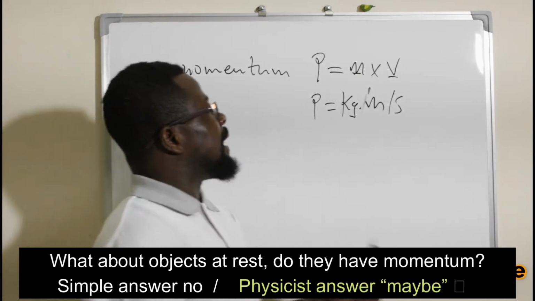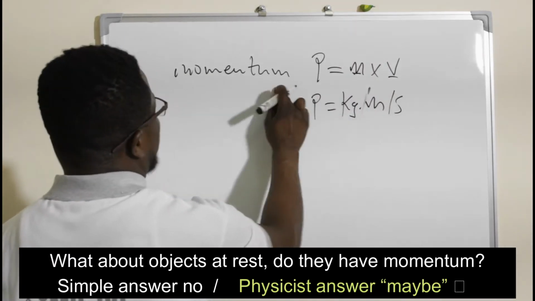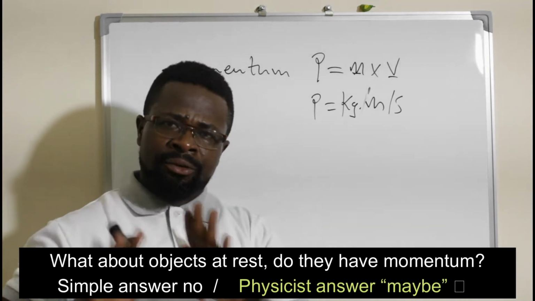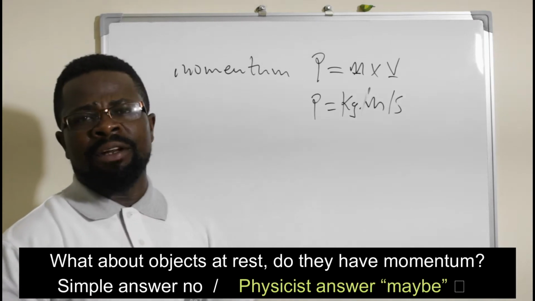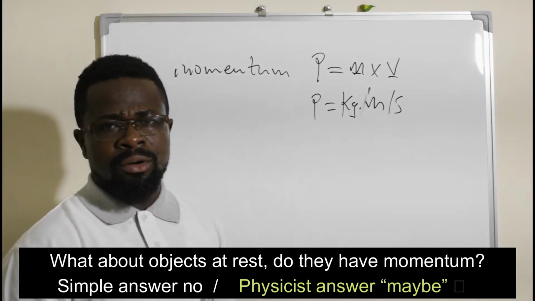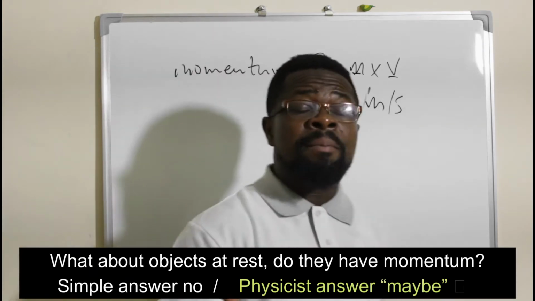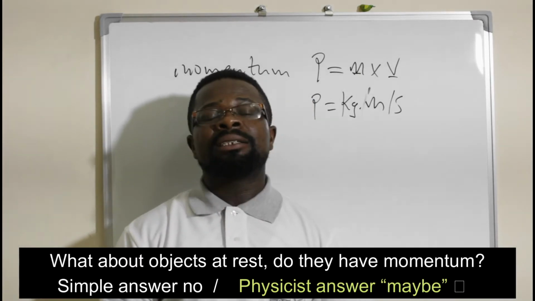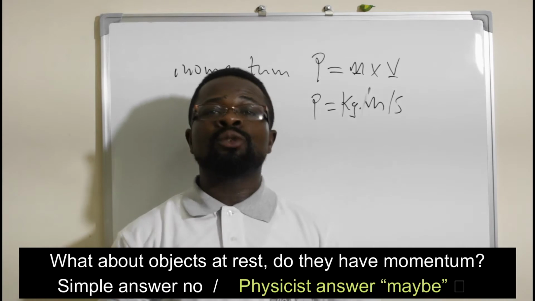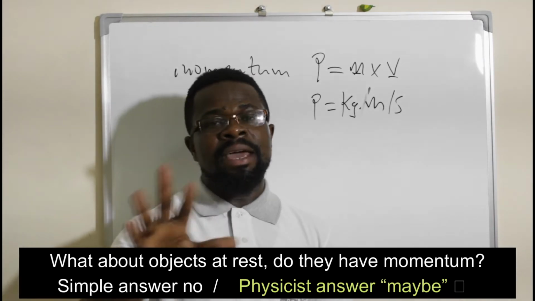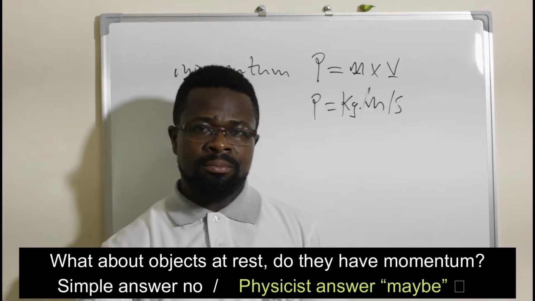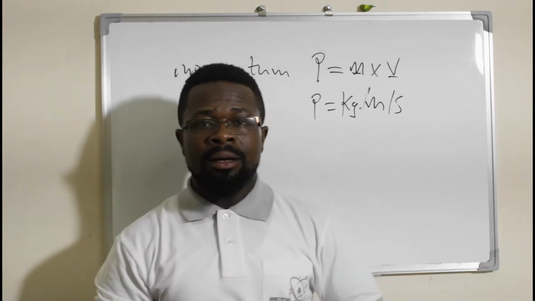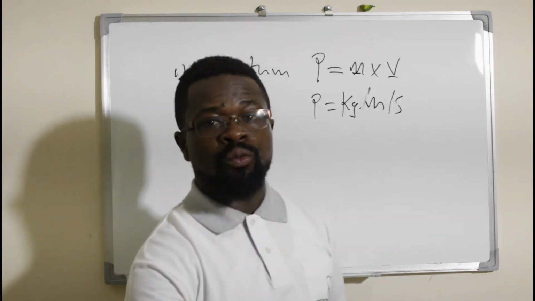Now let's check it and see. If we have defined momentum by this, what does that mean? If an object happens to be at rest, are we going to say the object has momentum or not? From the layman's point of view, they will tell you straight away that the object has no momentum. But a physicist will tell you that it may or may not have momentum, depending on the situation we're going to look at. We're going to dive into that, and you will understand shortly what we mean by that.